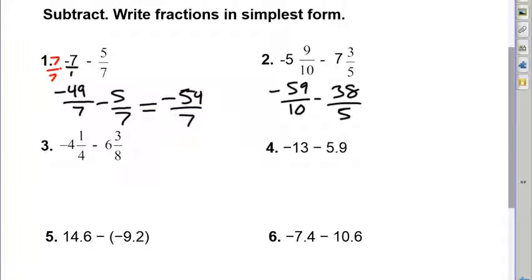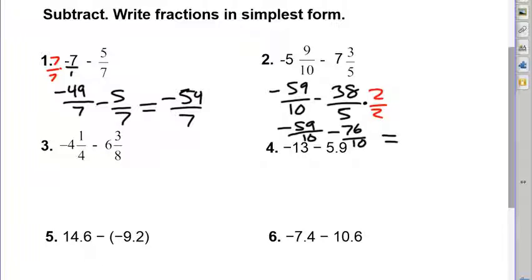But we don't have a common denominator, so we need to make one. The least common denominator between 10 and 5 is going to be 10, because I can get a 5 to be a 10 simply by multiplying by 2. Now I have to multiply the numerator and denominator by 2, so that in essence I'm multiplying by the number 1 and not really changing anything's value. Finally, I get this problem: negative 59/10 minus 76/10. 76 being the result of 38 times 2, and 10 obviously 5 times 2.